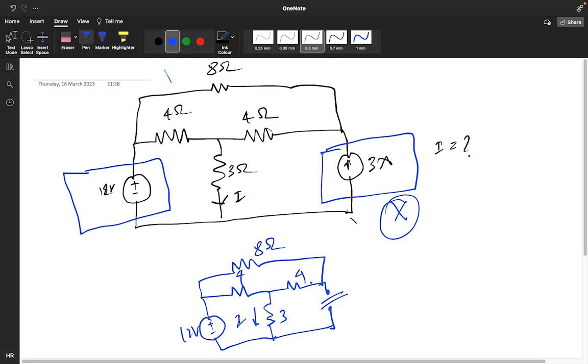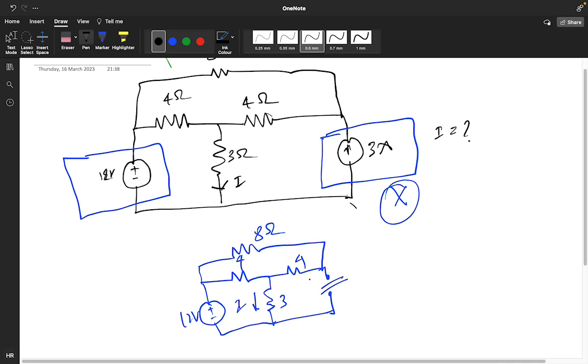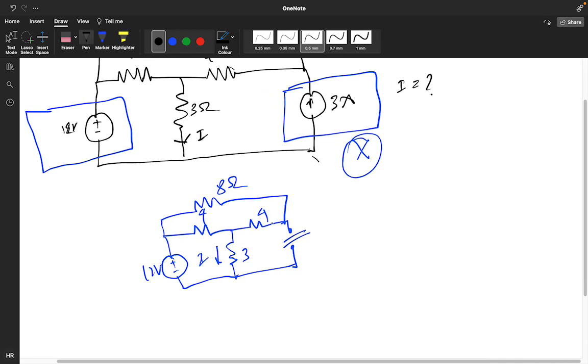Guys, how will you do it? See, if this is open, what is the relation between this 8 ohm and 4 ohm? Are 8 and 4 in series or parallel? Same current will flow in this because this is open. So 8 and 4 are in series, so you will get 12 ohm. This particular one is your 4 ohm. This is 3 ohm. This is your plus minus 12.